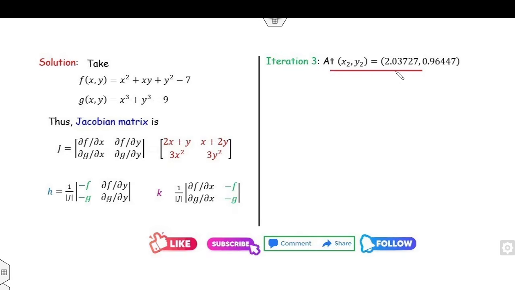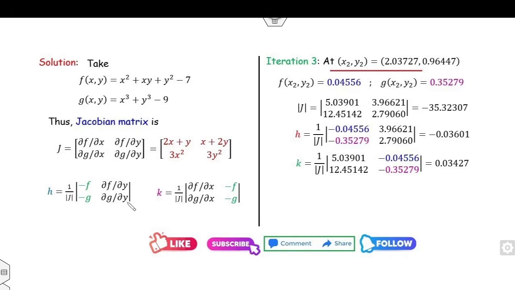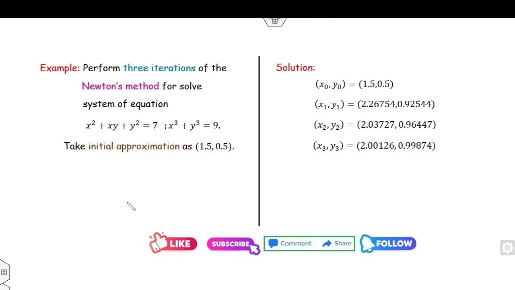Now, for the third iteration, again you can do the same calculations. You can repeat the calculation for f and g, calculate the value of J, calculate the values of h and k. So therefore, your x3 is this number. Fine. Now, since the question asks you to perform only 3 iterations, although you can see up to 3 decimal places, they are not the same. If you want to calculate x4, y4, or x5, y5, then you will get the correct answer to 3 decimal places. But anyhow, in this question, they are asking you to perform only 3 iterations.